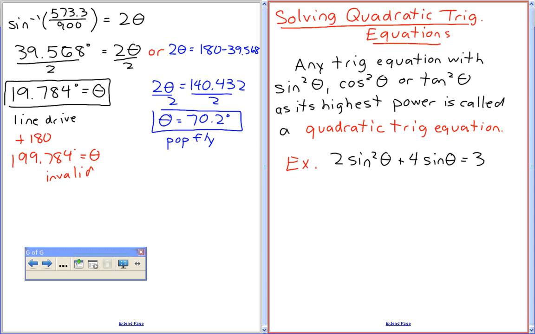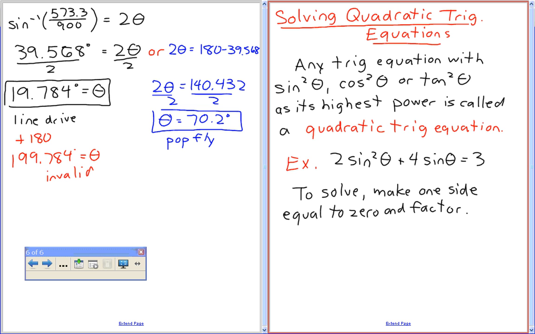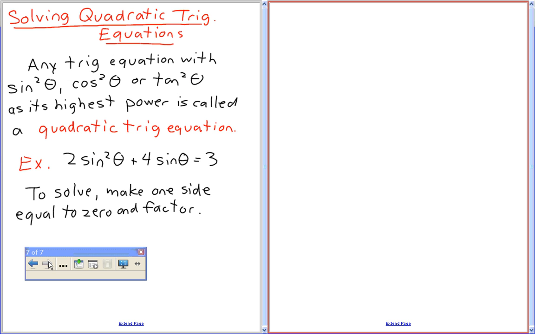Devin? 0. Very good. Okay, so we're going to say to solve these, make one side equal to 0 and factor. And actually, you guys have really been excellent at this compared to most of my classes historically. But remember, whenever there's a quadratic, it has to equal 0.